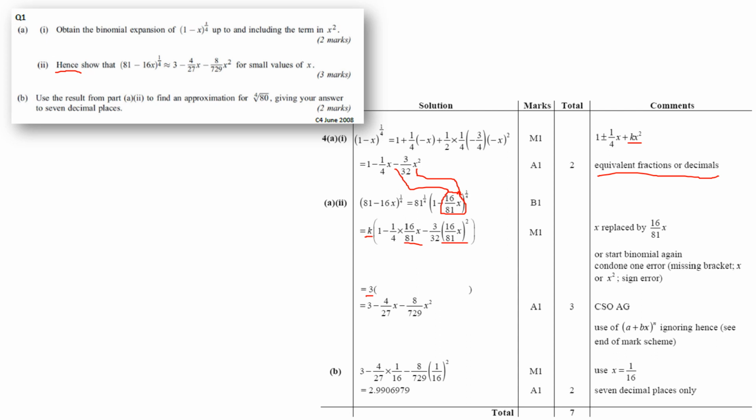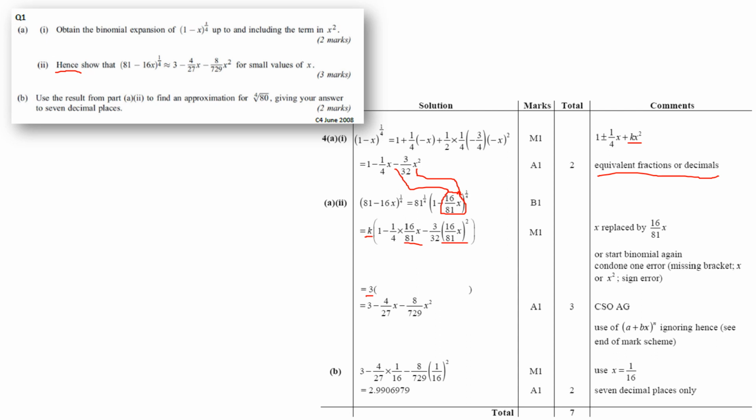And the final part of the question, which can be a very quick 2 marks once you know what you're doing: using your result to find an approximation for the fourth root of 80. Notice that we have a bracket with a power of a quarter. So if the inside of the bracket could be made to be equal to 80, then you've got an approximation for 80 to the power of a quarter. So that's all we have to do.